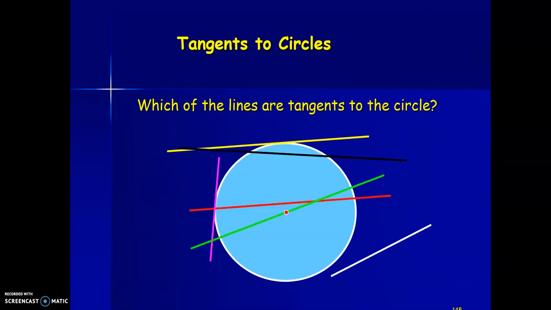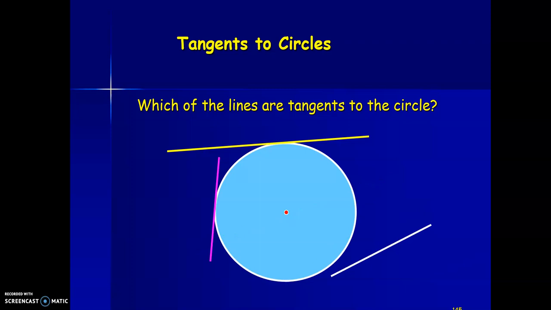So here, which of the lines are tangents to circles? Remember, a tangent touches the circle at one point only. The black line is not because it cuts the circumference twice. The red line is not a tangent because it also cuts the circumference twice. We have another line there, the green line, which is actually passing through the centre, but it cuts the circumference twice, so it is not a tangent.